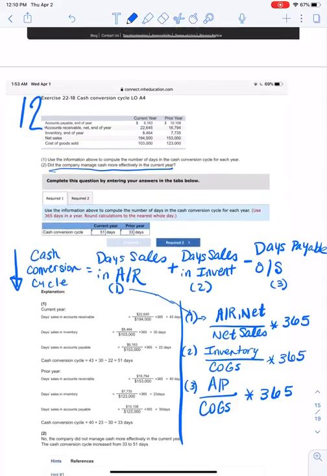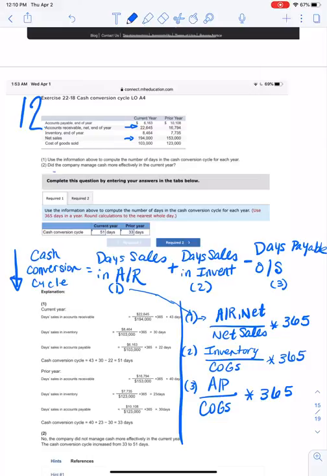So now that we've discussed this, we're actually going to look at how the numbers work out. We're going to do this twice, for the current year and for the prior year. For the current year, I first have to calculate my days' sales in accounts receivable. To do that, I'm going to take my accounts receivable, net, at the end of the year, $22,645, divide that by my net sales of $194,000, and multiply that by 365, because that's how many days are in a year. When I do that, I come out to 43 days.